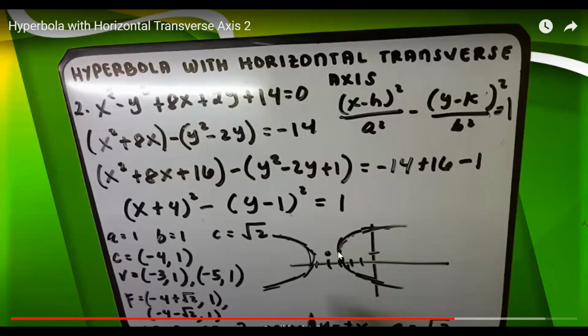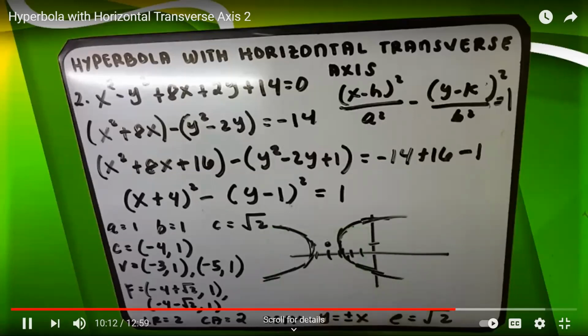Pero yung center niya ay wala sa origin ngayon. So unlike the first example, nasa origin yung pinaka-center natin. But still, if the graph is horizontal transverse axis, that is still parallel to the x-axis.